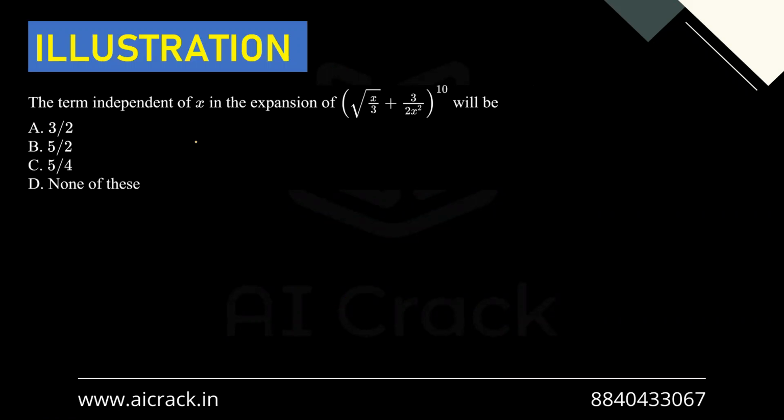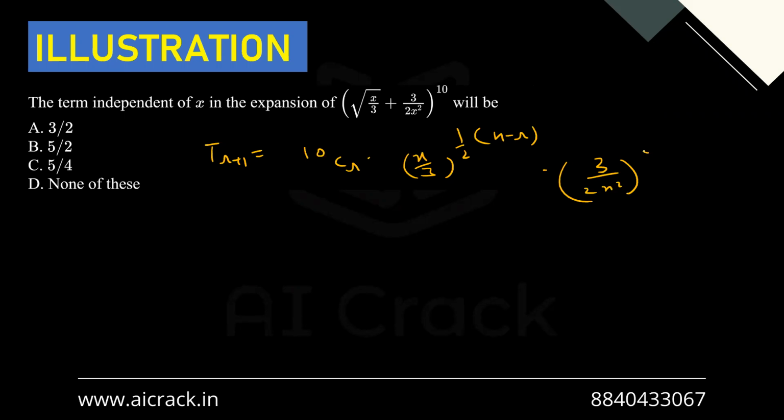Now let's talk about this example. The term independent of x in the expansion, this will be, let's write T(r+1). That would be 10Cr times (x/3) raised to the power (n minus r), times (3/(2x²)) raised to the power r. And we have to find a term independent of x.